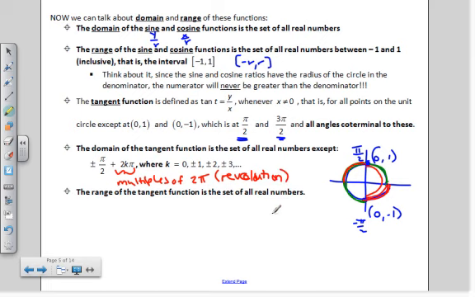Okay, you'll get that a lot better. And the range is the set of all real numbers because you can have anything for a ratio when you're looking at y over x.